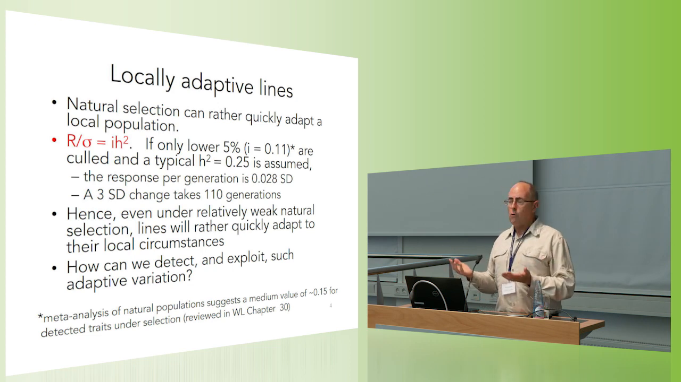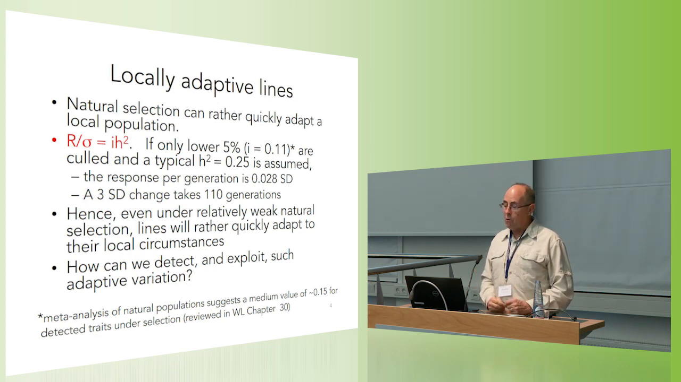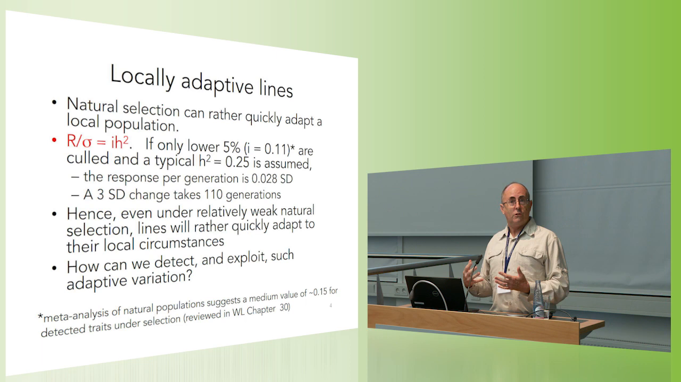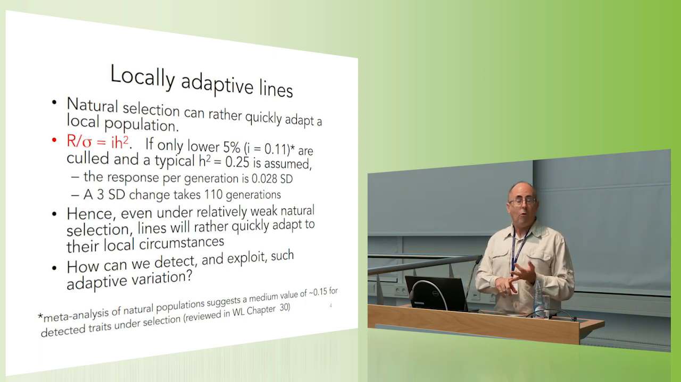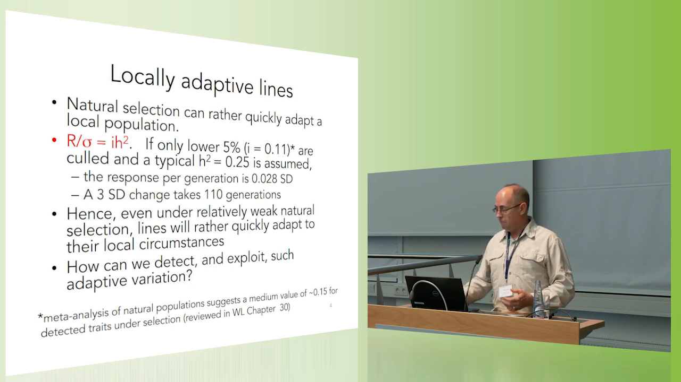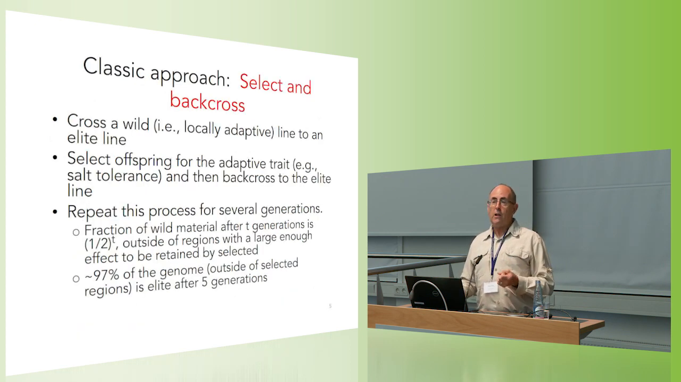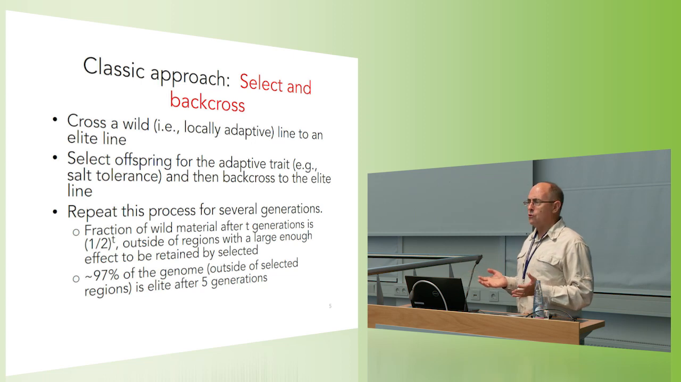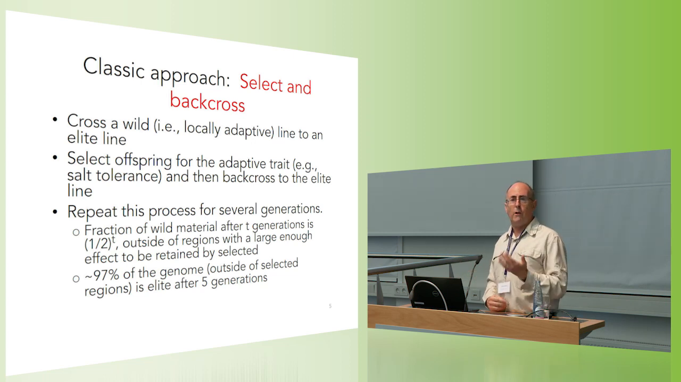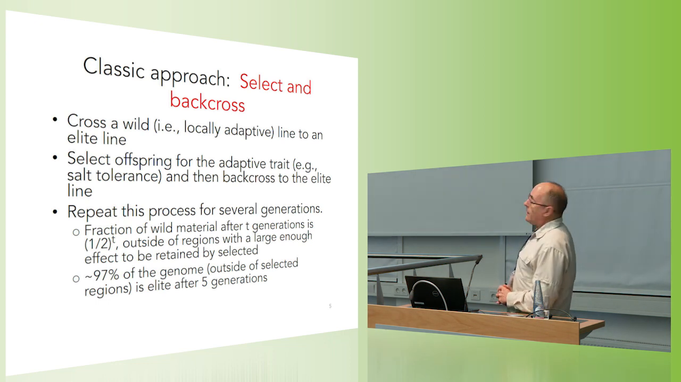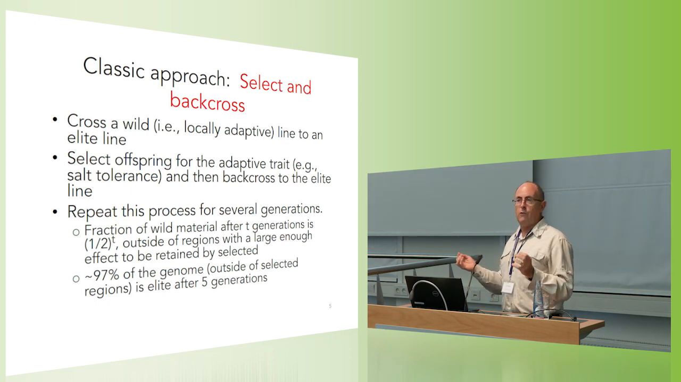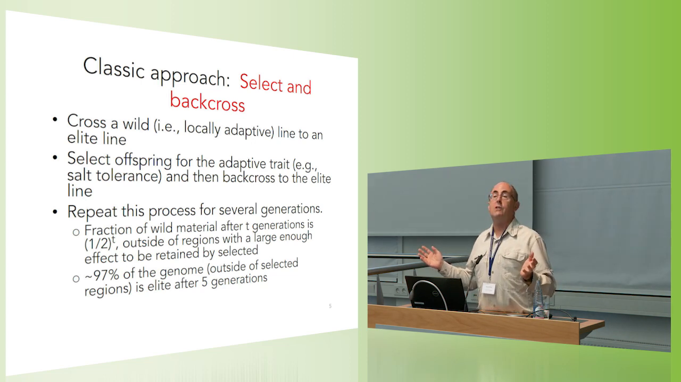So that's short on the time scale of most land races. Land races can very quickly, even under relatively weak selection, adapt to their current environment. This raises the question, number one, how can we detect such variation? And more importantly, how can we exploit that as a breeder? The answer is actually very classical. I think Sewall Wright was the first to propose this, but if someone else has an earlier reference, I'm very happy to hear about that. And this is the simple select and backcross. The idea is very straightforward. You can do this before you even knew about DNA.